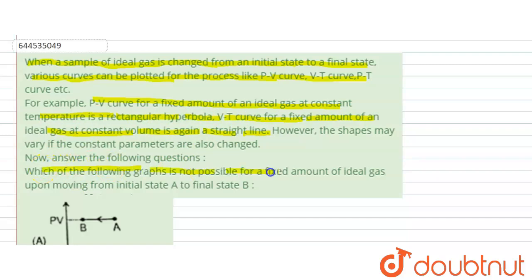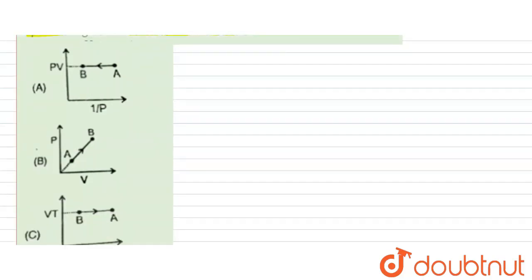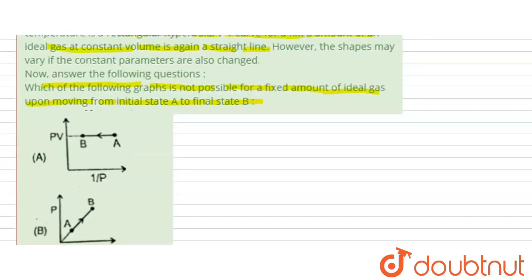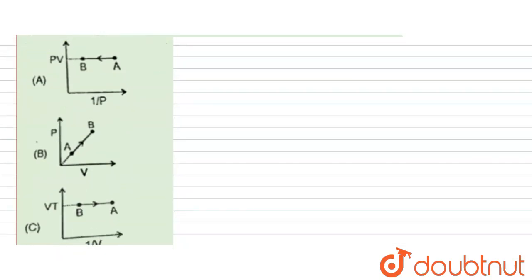Which of the following graph is not possible for a fixed amount of ideal gas upon moving from initial state A to final state B? Let's see this graph first. In the first graph, is it possible or not? We need to determine, is it possible or not for a fixed amount of ideal gas, right? So fixed amount of ideal gas means the number of moles will remain constant.